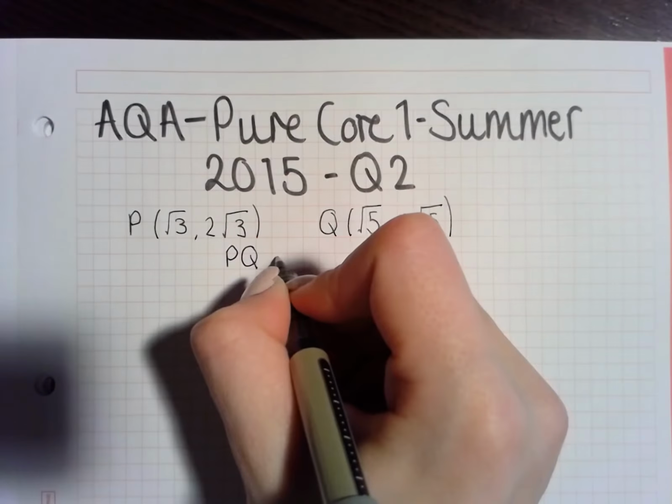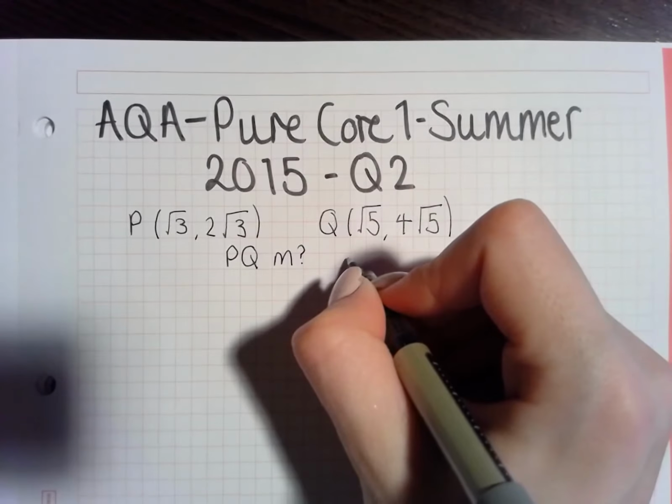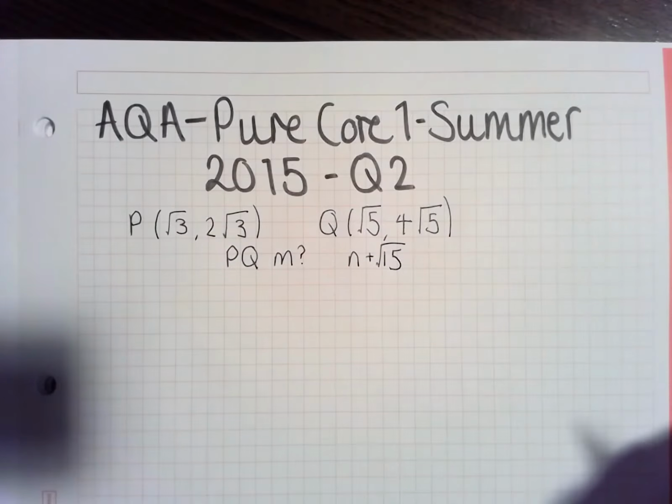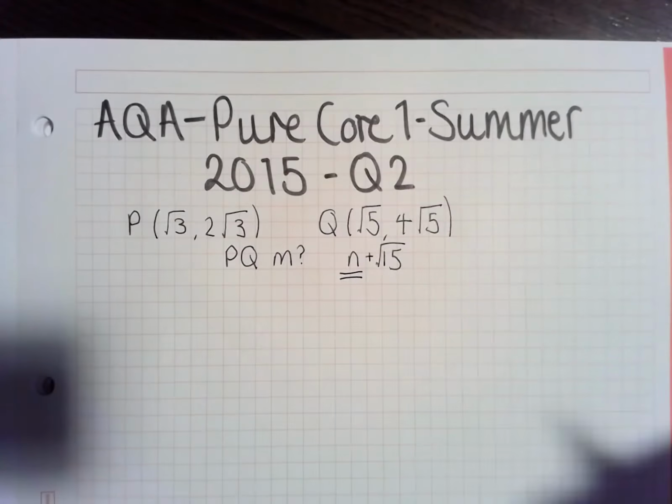so we want to know the gradient, can be expressed in the form n plus root 15, stating the value of the integer n. So integer just means whole number, so this needs to be our whole number.